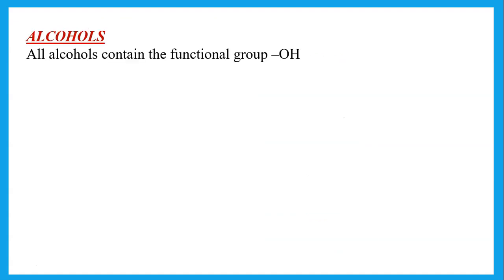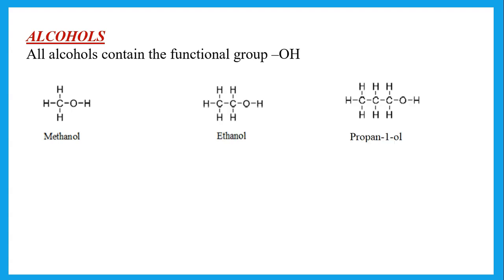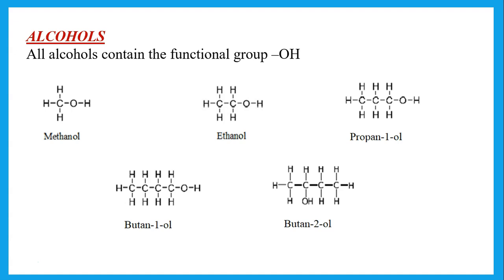So, alcohols, we know alcohol should have the functional group OH. So 1 carbon is methanol, 2 carbons ethanol, propan-1-ol, that means the OH is on one end. Remember, we said we count from the side that gives the lower number, so that compound is propan-1-ol, not propan-3-ol. If we count from the right, it is 1. Butan-2-ol, if the OH is in the middle, that is butan-2-ol, not 3-ol. We count from the side that gives the lower number.